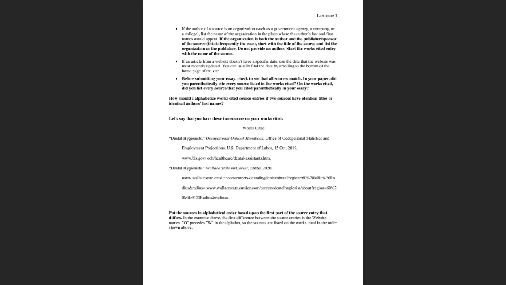If an article from a website doesn't have a specific date, let's say you're looking at a section of a website that does not have a specific date just for that section, use the date the website was most recently updated. You can usually find that date by scrolling to the bottom of the homepage of the site.